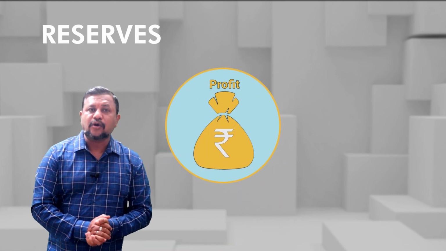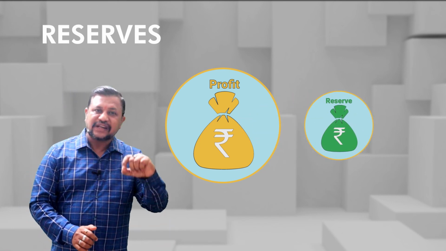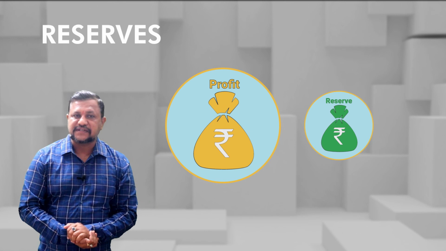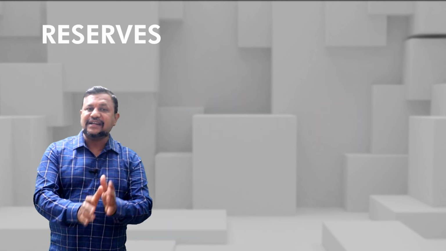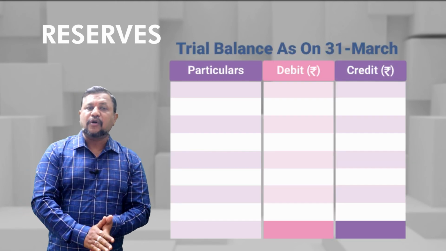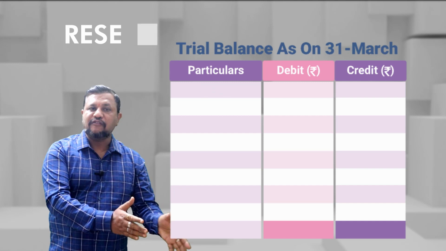Well, the next item is general reserve, bad debts reserve, any other reserve if it is given in trial balance. Remember students, reserves are always created out of profits. They are a certain amount kept aside out of profits. So any reserve, whether it is a general reserve or bad debts reserve, will come on credit side of trial balance since they are part of profits, they are income.